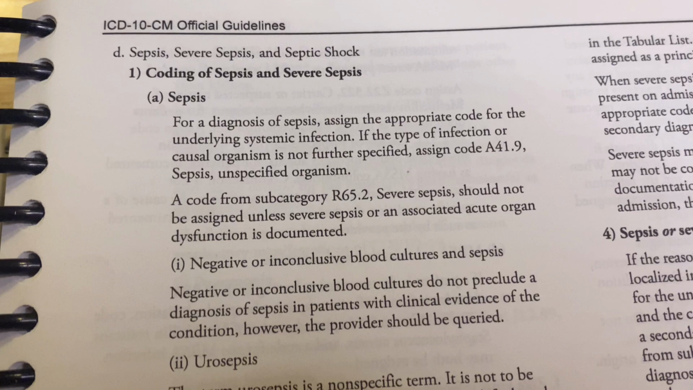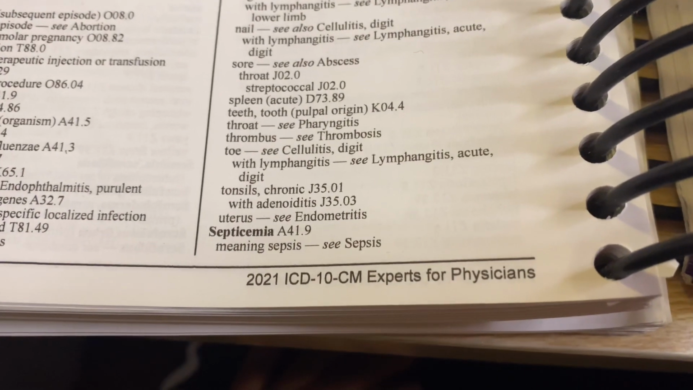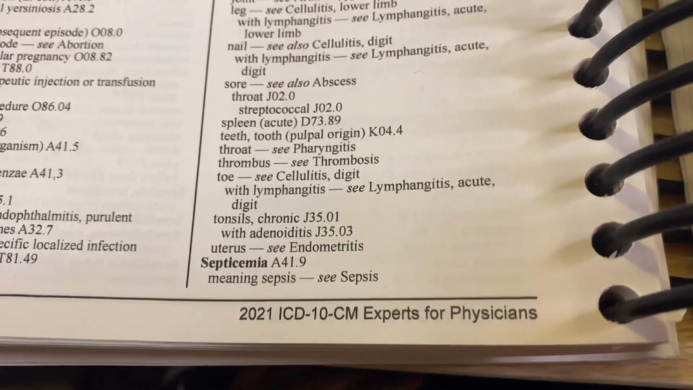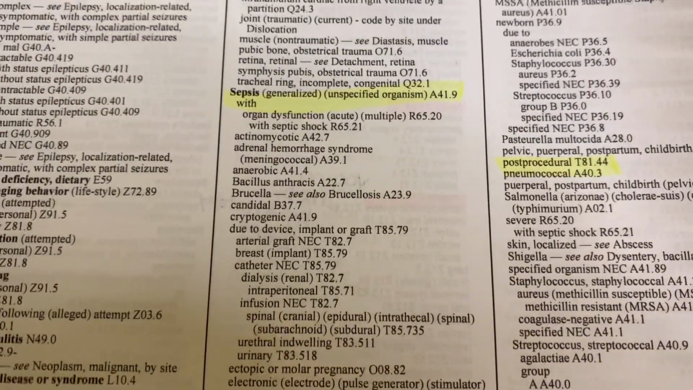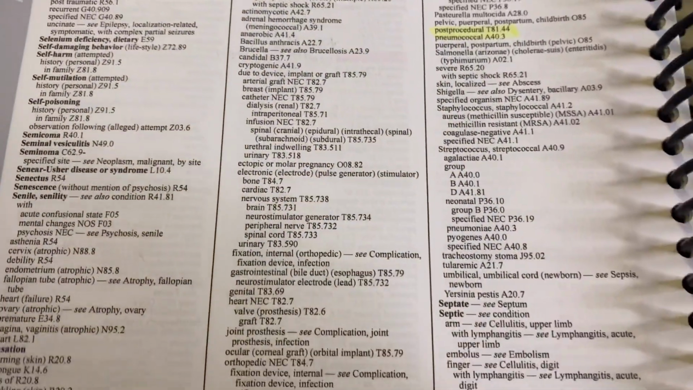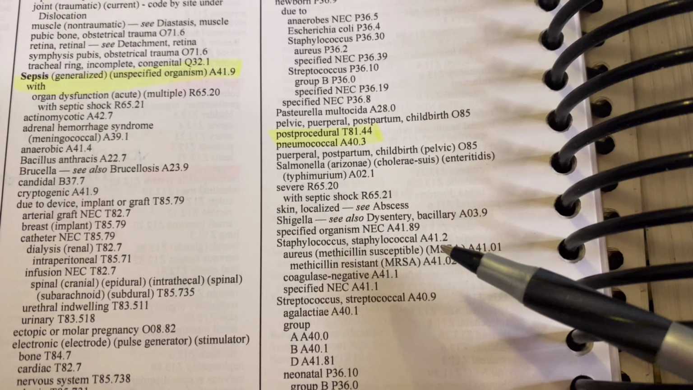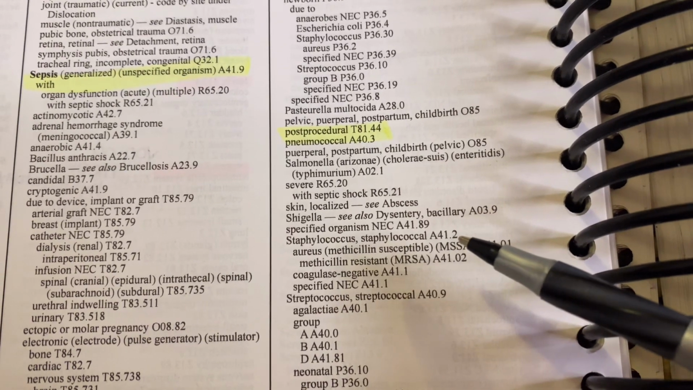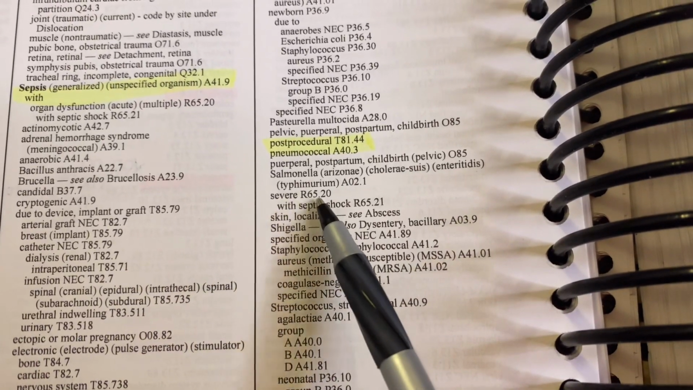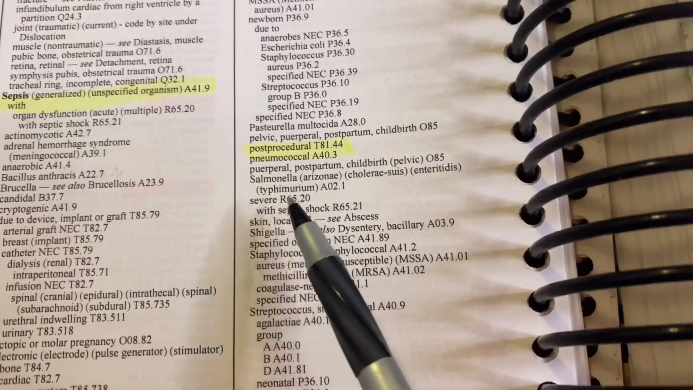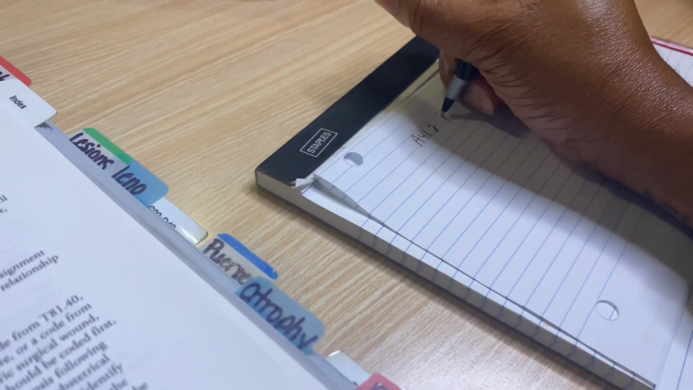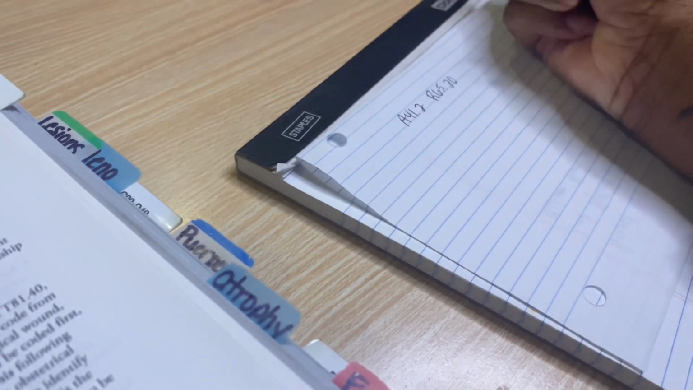So let's now look in our index and see if we can figure out these codes before we look in the tabular list. If you were to go to septicemia, it would tell you meaning sepsis, see sepsis. So you'll just go up here to where it says sepsis, and now you need to find the infection, the organism, bacteria, whatever type of sepsis they have, and staphylococcal right here tells us A41.2. So now we need to look for severe, and severe is just right above, and it says R65.20. So we're going to write down both of those codes, and then we are going to confirm them in the tabular list.